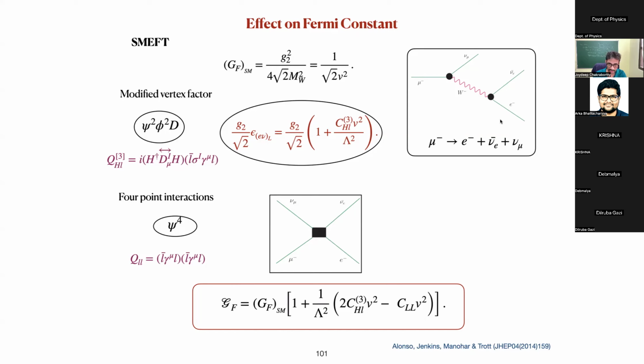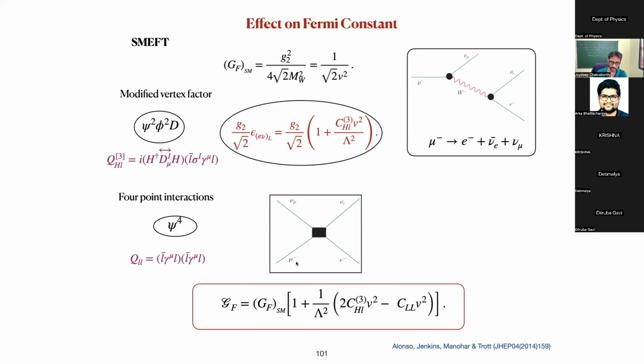As I was telling you, we'll be interested in the dimension 6 contribution only. So we'll throw away this C square by lambda to the 4 term, and we'll calculate the correction of this amplitude up to C by lambda square. So this is one way to get the additional contribution to GM.